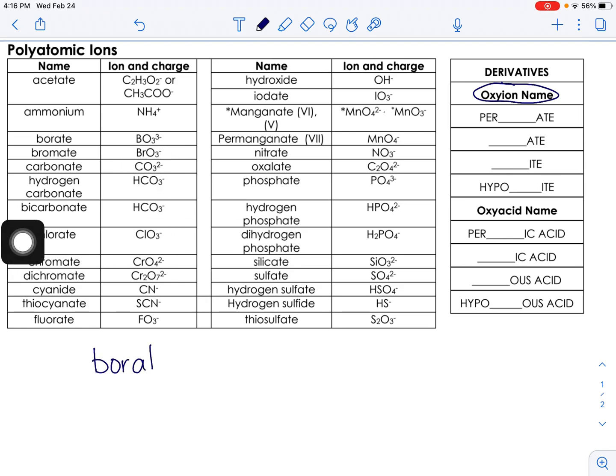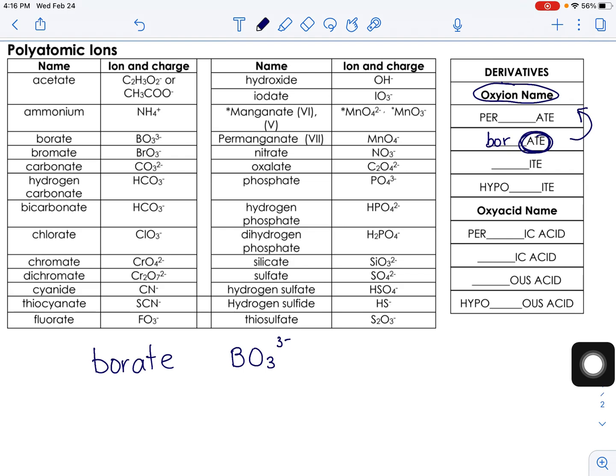So we're going to use borate as our first example. Borate is BO3 and it has a charge of 3 minus. If I use this for my example of borate, the ion that has -ate as its ending is the one that is given to us here in this list. And then the way this works is as we move up to the perborate or down to the borite or the hypoborite, the difference here is in a number of oxygens.